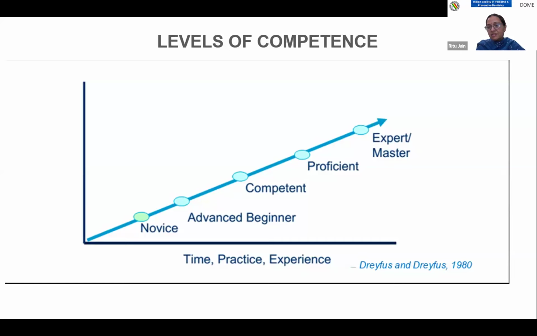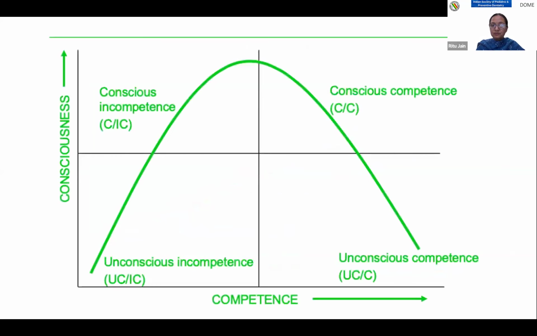Maybe proficiency level is attained by the time the student completes his master's or is in his second or third year of the MDS. And expert level usually is attained much later. By the time you are already 5 to 10 years in your practice, that is the time when you would become an expert of your science. So this is just to show you how the level of competence of an undergraduate student progresses over time and with practice and with experience.